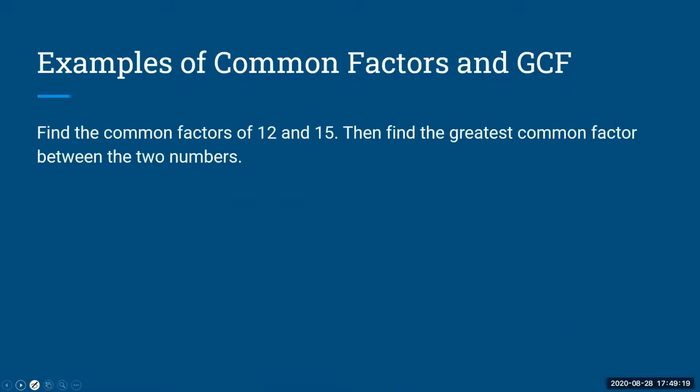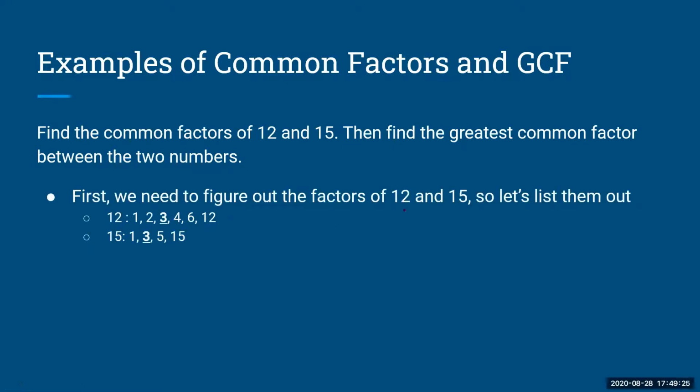So find the common factors of 12 and 15, then find the greatest common factor between the two numbers, as an example. First we need to figure out the factors of 12 and 15, so let's list them out. You can see the common factor is 3. They also share 1, since all integers share 1 as a common factor. But you see 3 is the greatest. If you list all the factors of 12 and 15, we get this.